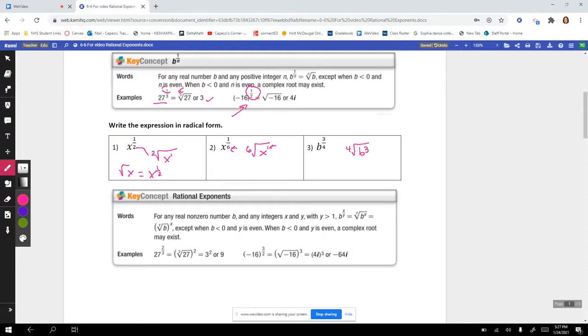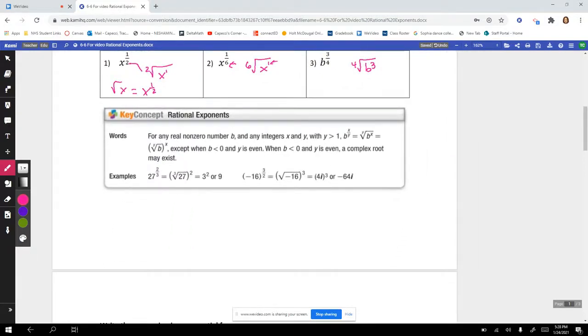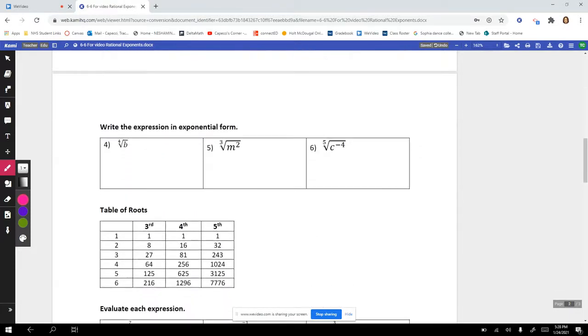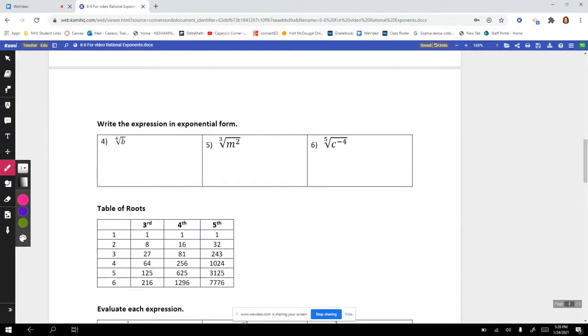Okay, now we're going to get things besides just 1 as our numerator, and we're going to mix things up. So we're going to have some other examples here. Let's take a look at number 4. This time we're going to go the other way. We're going to take an expression that is in radical form, and we're going to write it in exponential form.